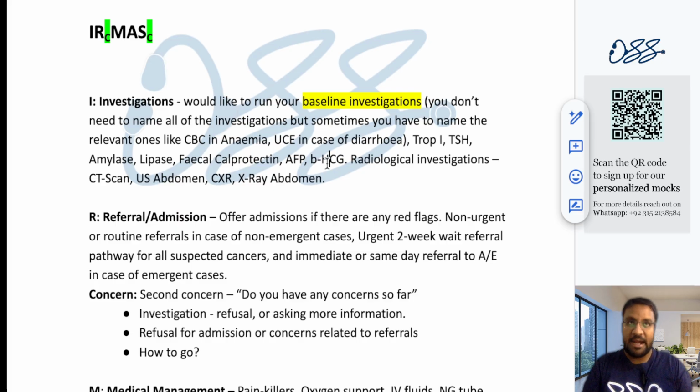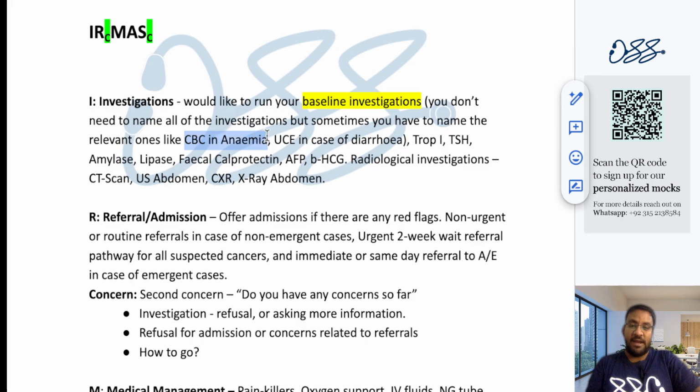Or if Mr. Adam is presenting with gum bleed, or if the patient is presenting with tiredness and shortness of breath and you're thinking about anemia, then, okay, Mr. Adam, I would like to run your baseline investigations, specifically your full blood count, or specifically your complete blood count, whatever you call it. So sometimes you may have to name a specific baseline investigation, but sometimes you just have to say, I would like to run your baseline investigations, and that would really sort the issue.